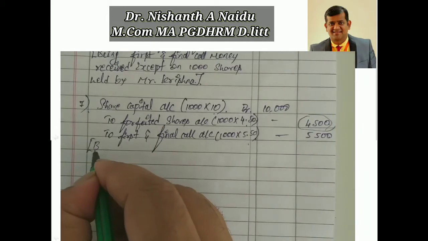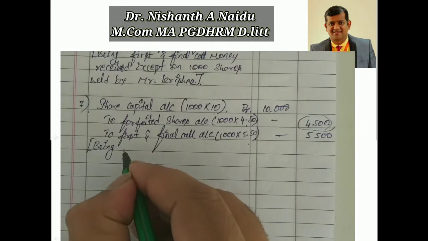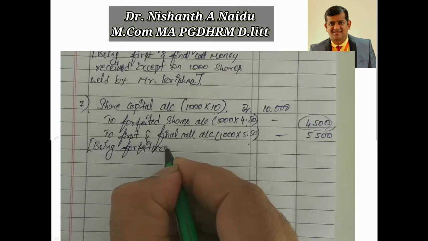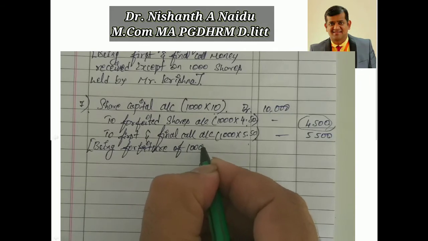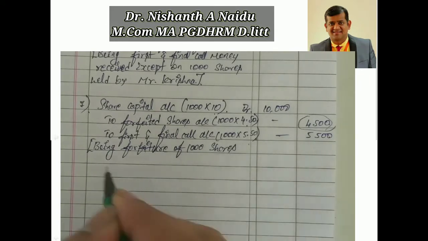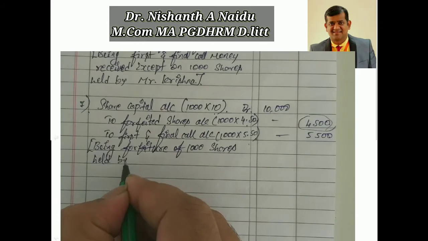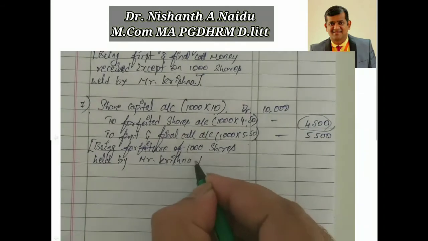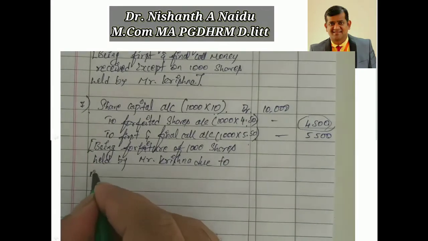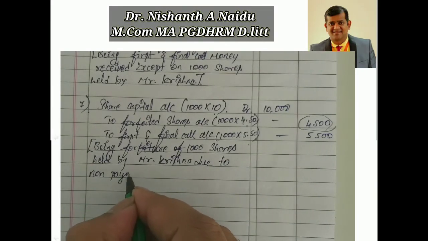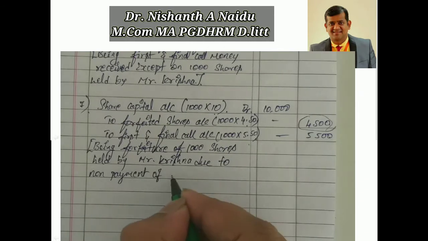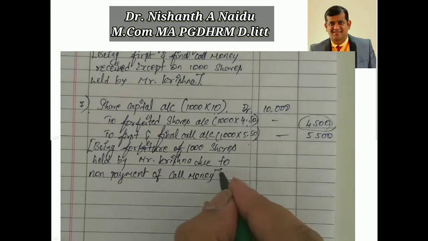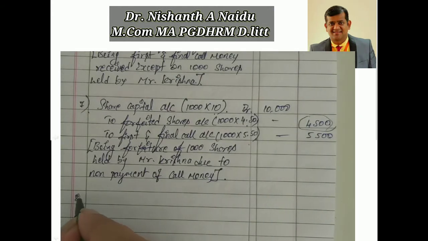Okay. So write down the narration: being forfeiture of 1000 shares held by Mr. Krishna due to non-payment of call money. Okay, so I'm done with the seventh entry, that is forfeiture entry.